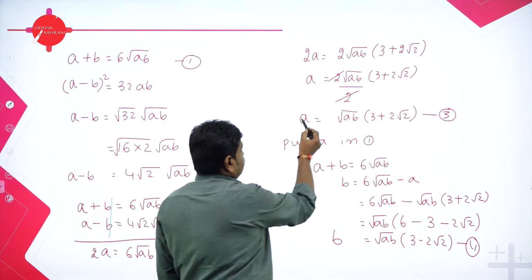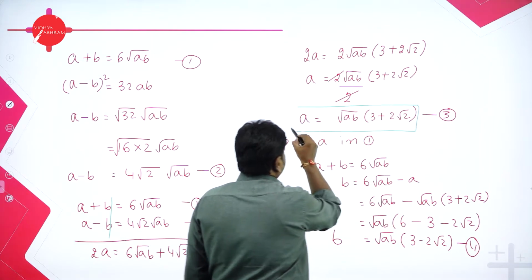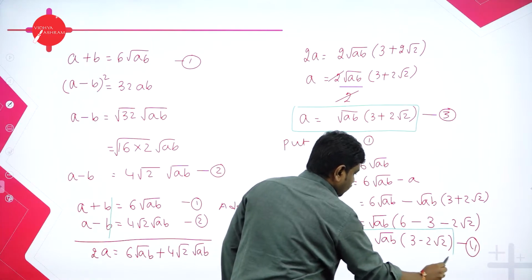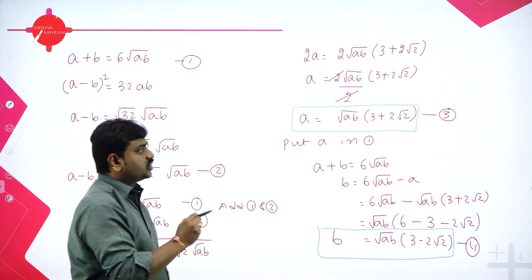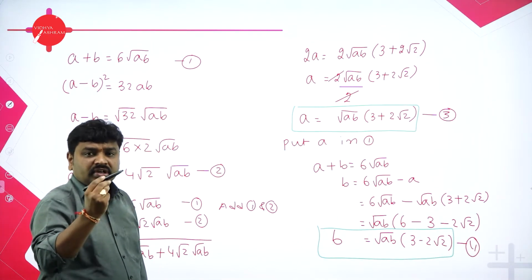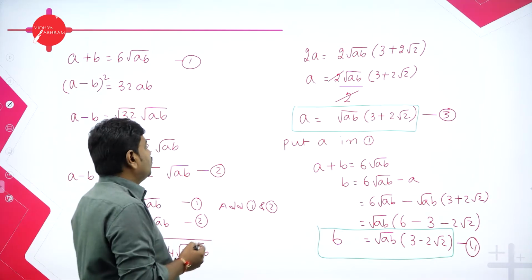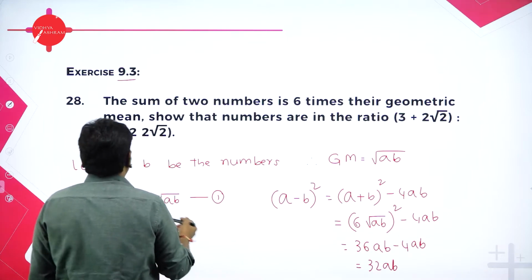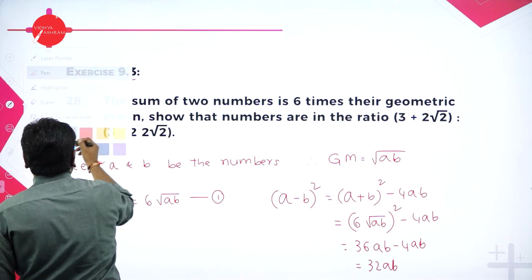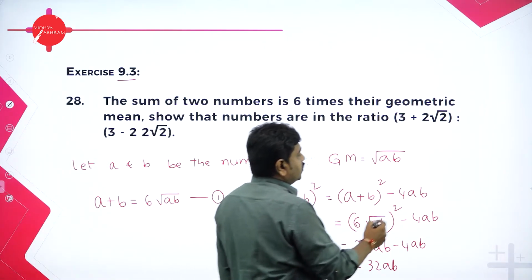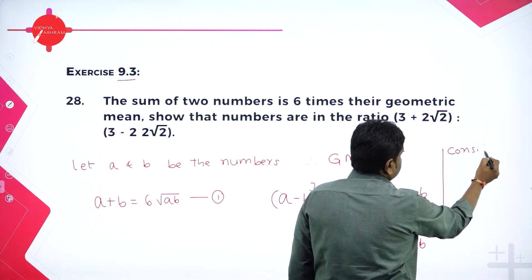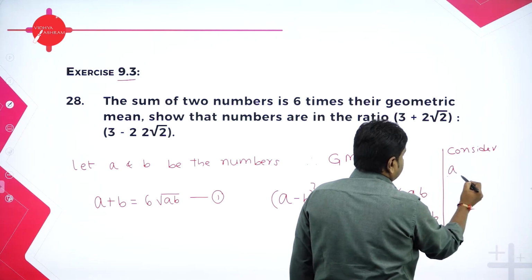So now you got A value and also you got B value. A value is root AB into 3 plus 2 root 2. B value is root AB into 3 minus 2 root 2. They want you to find the ratio of the numbers. So ratio means what? A divided by B. Now I'll consider A by B.